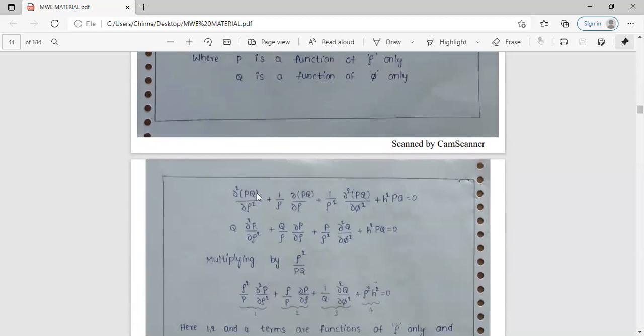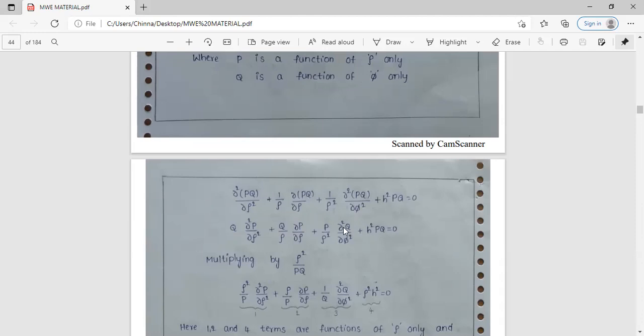So rho square d²P/dρ² plus 1 by rho into dP/dρ. Here we are substituting P·Q in place of Ez, that is, wherever Ez appears we substitute PQ. In this term P is only a function of rho, so Q will be the constant that will be taken outside. Similarly here also, and here only Q will be a function of phi. So Q will be taken outside.